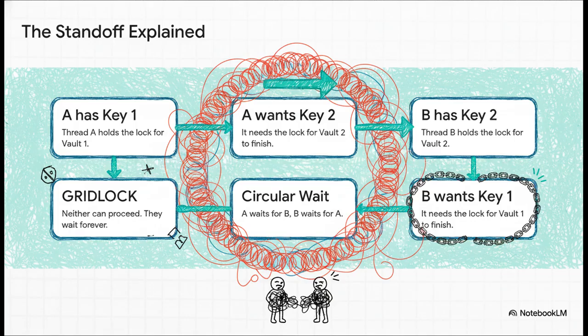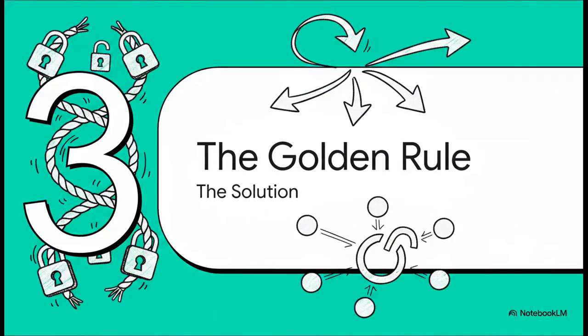Since neither thread will let go of the key it's holding until its job is done, well, you see the problem. They're trapped. Permanent gridlock. So, if that's the problem, how do you fix it? How do you break the tie and get these threads to play nice?